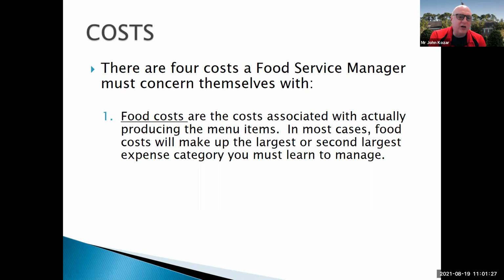So we're going to break our costs up into different categories. We have 4 main categories that we're going to take a look at. Of course, the cost of food, and that's actually producing the menu items. So everything that you need, salt, pepper, breadcrumbs, frying oil, any of the meats, produce, things that you have to buy. And in most restaurants, food cost is going to either be the leading cost or second to labor cost.